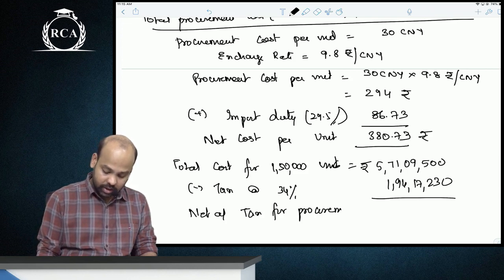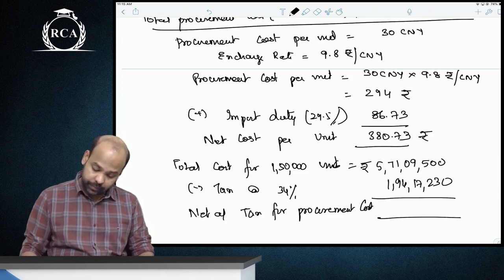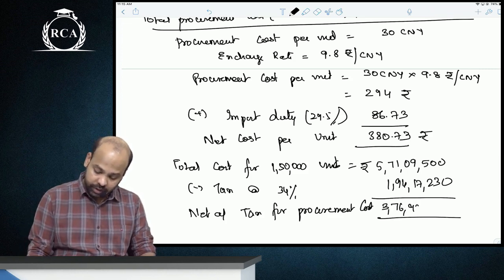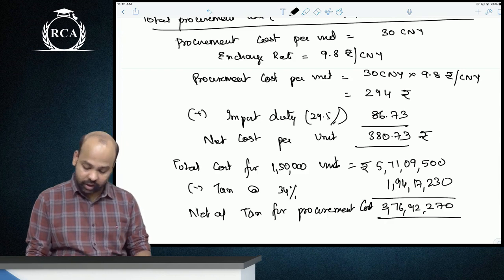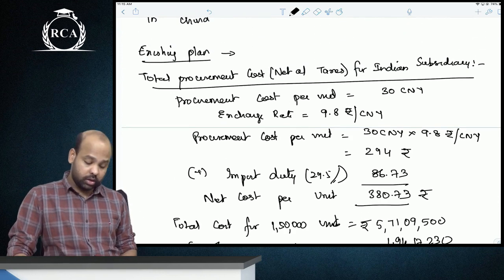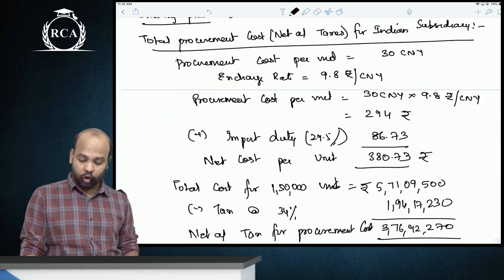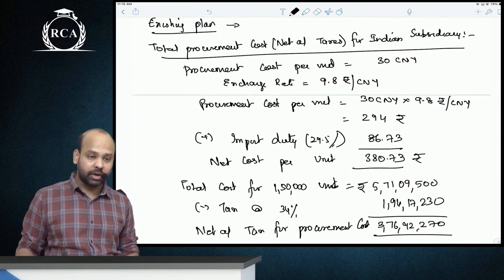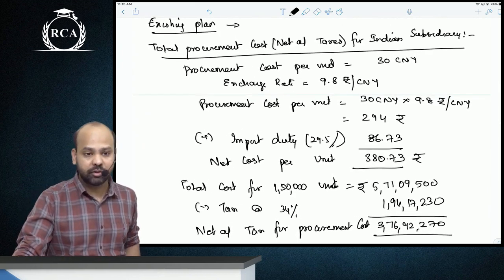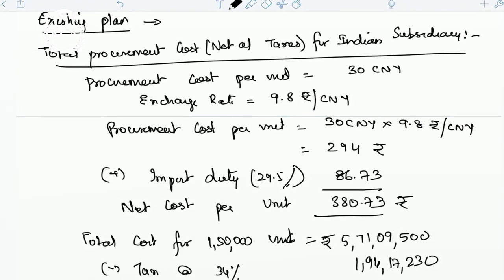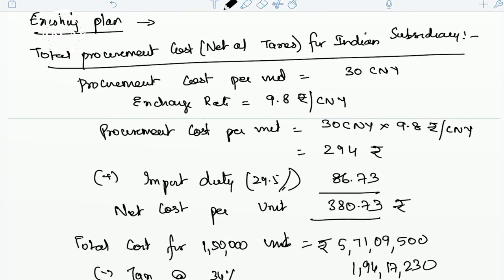Is this clear? Yes sir. Like this, we are supposed to compute the amount of profit that the Chinese subsidiary is making. We will compute that in yuan and then convert that into rupees. I hope you're all clear about this. Copy this, everyone, if you haven't already. After this, we will be computing the profitability of the Chinese subsidiary.